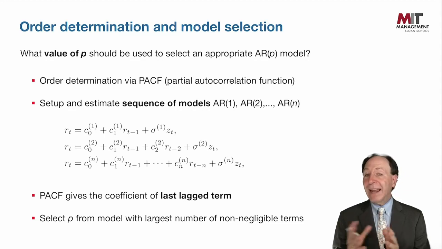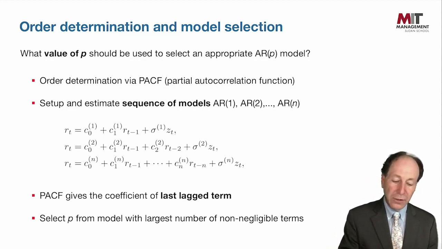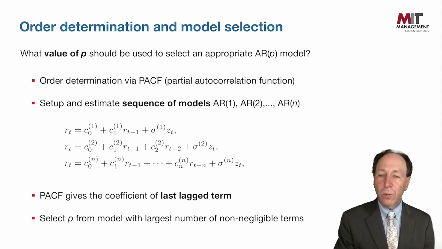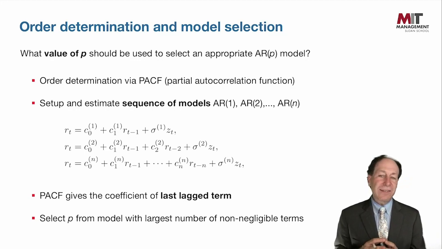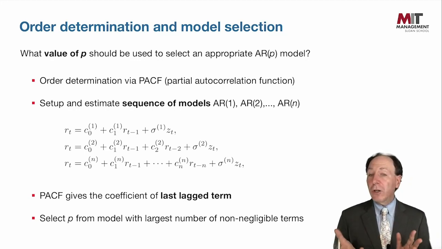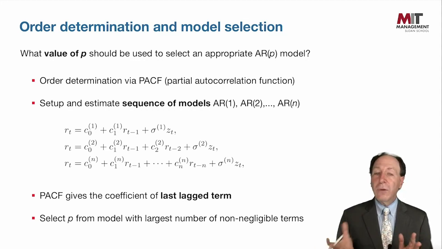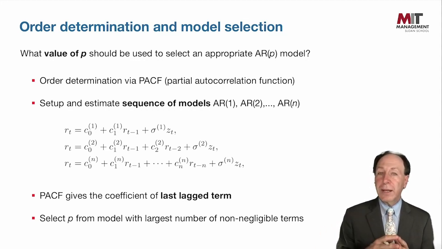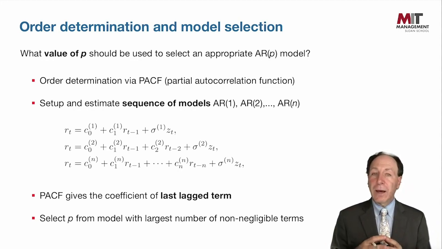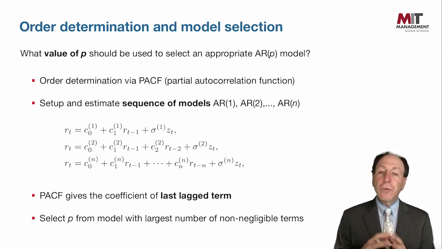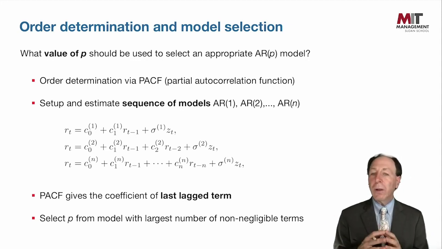And the PACF is defined to be the coefficient of the last lagged term. So in the first one, it's c11. In the second one, it's c22. And in the last one, it's cNN. And what we want to do is identify how far we go before we no longer need to add new terms. That is, when the last coefficient is negligible, then we drop it. So the PACF is very convenient for capturing all of this at once.